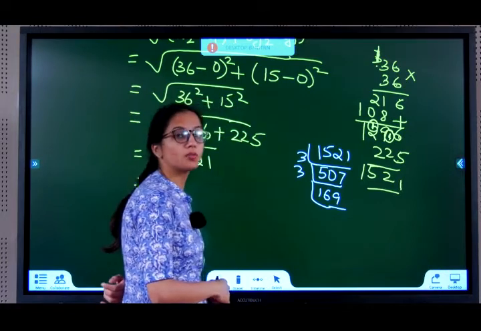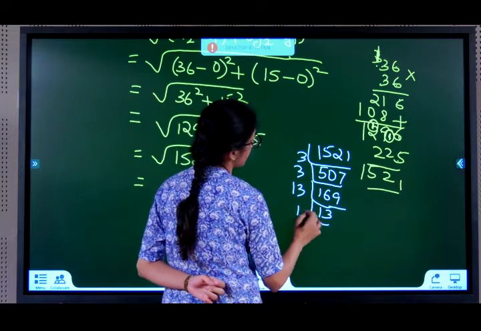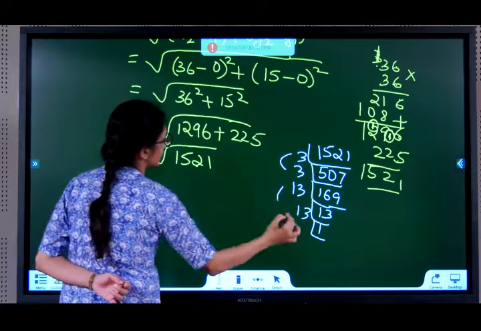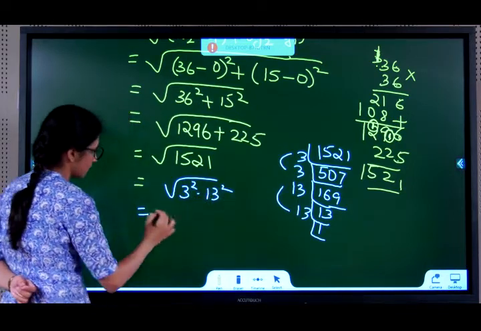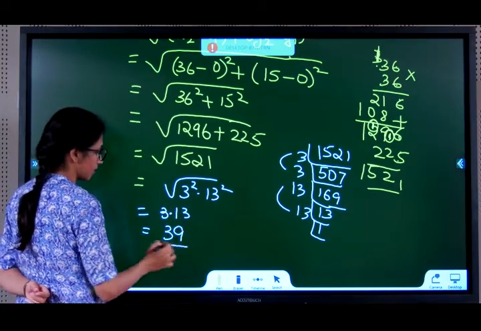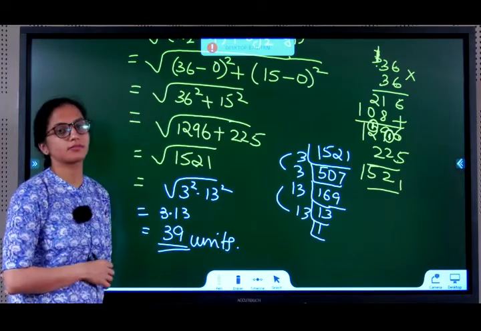No. But what into what is 169? 13 into 13 is 169. So I can therefore pair it up and write root 3 square into 13 square. 3 square comes out as 3, 13 square comes out as 13, 3 into 13 is 39. Your answer is 39 units.